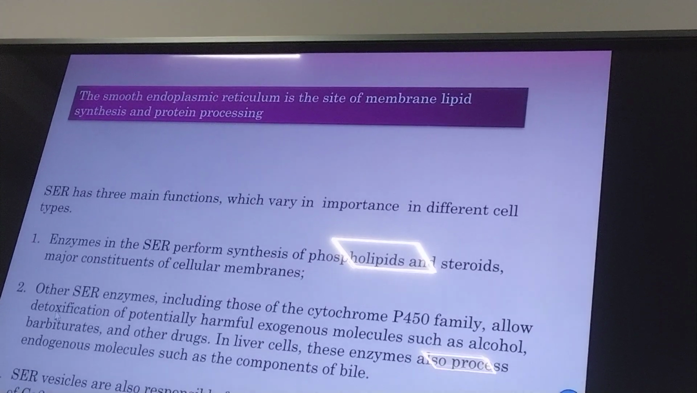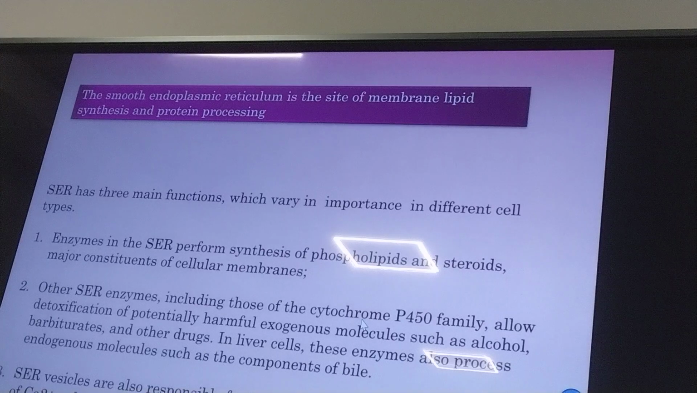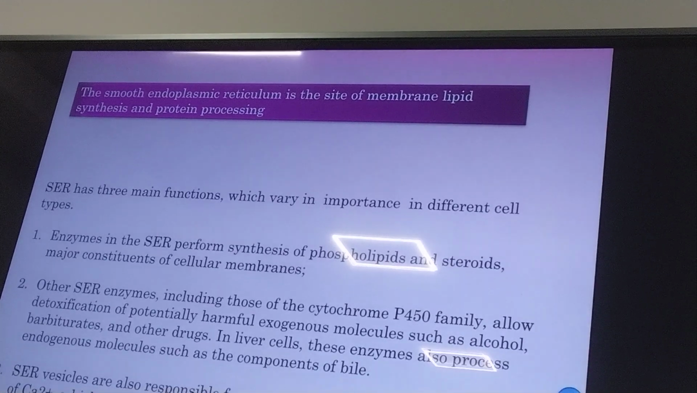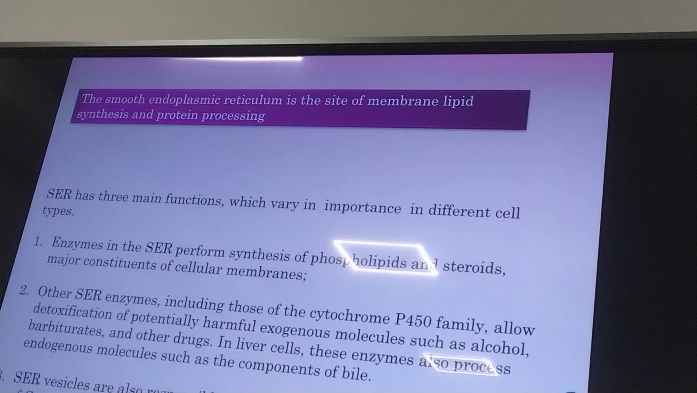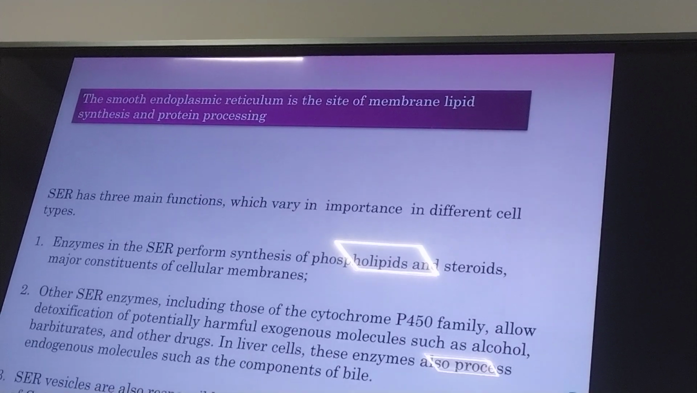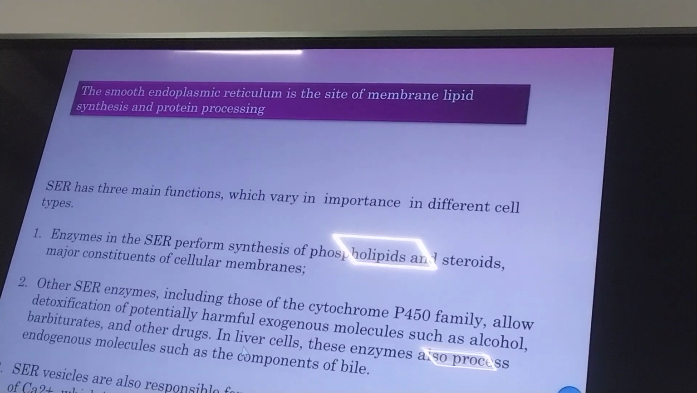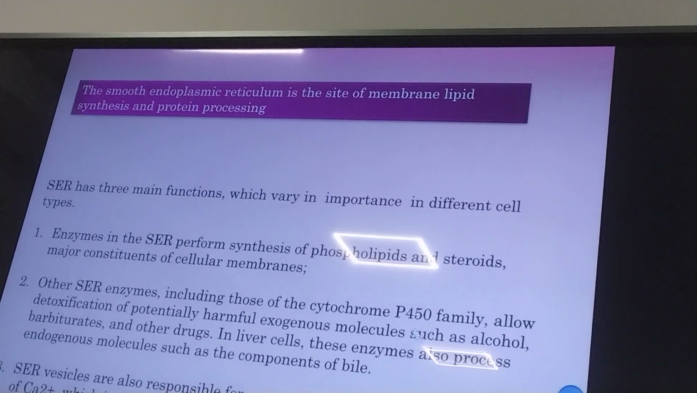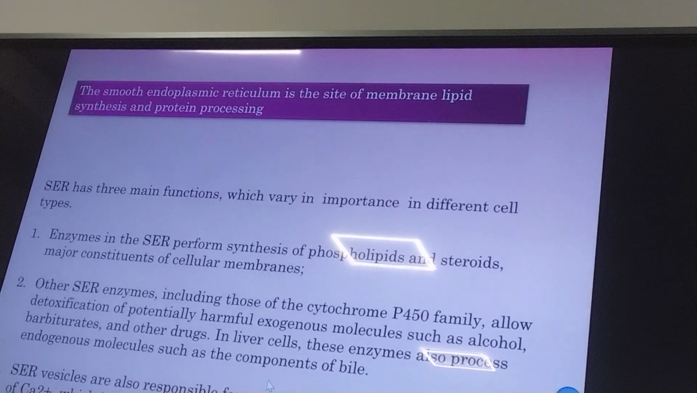Other enzymes, like we mentioned, the cytochrome P450 family, allow detoxification of harmful exogenous molecules such as alcohol, some chemicals, and some drugs, barbiturates, and mostly they are present in liver cells. Those enzymes also produce some components of bile. Okay?